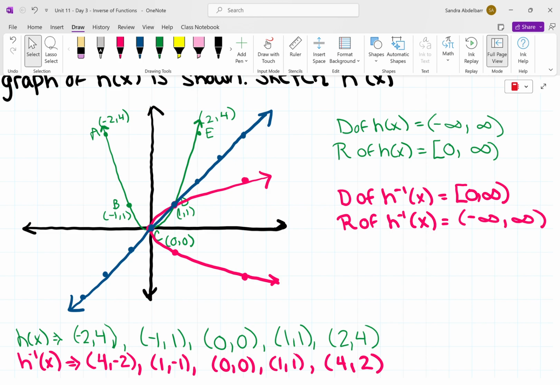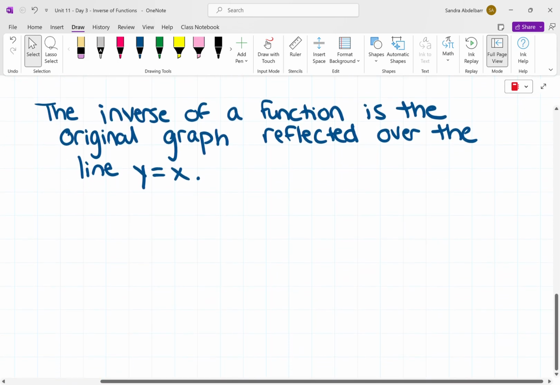Now let's look at my inverse. Is the inverse a function, yes or no? No, because it fails the vertical line test. What does this tell us? The inverse of a function does not have to be a function. So you could start out with a function and its inverse does not necessarily have to be a function. Can it be a function? Sure. Does it have to be? No. All right, let's keep going.